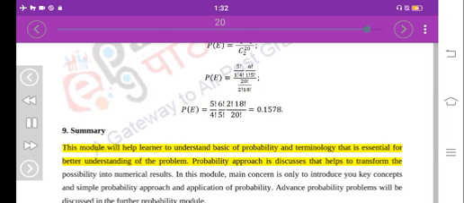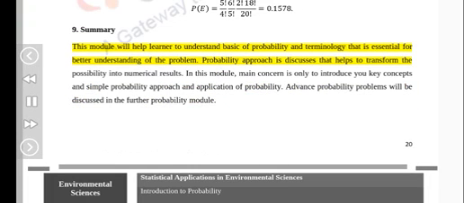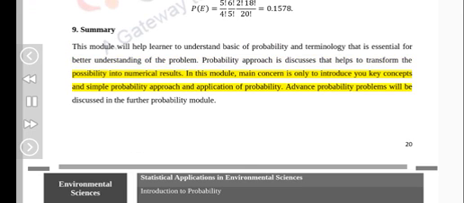This module will help the learner to understand the basics of probability and terminology that is essential for better understanding of the problem. Probability approaches are discussed that help to transform the possibility into numerical results. In this module, the main concern is only to introduce you to key concepts, simple probability approaches and applications of probability. Advanced probability problems will be discussed in the further probability module.